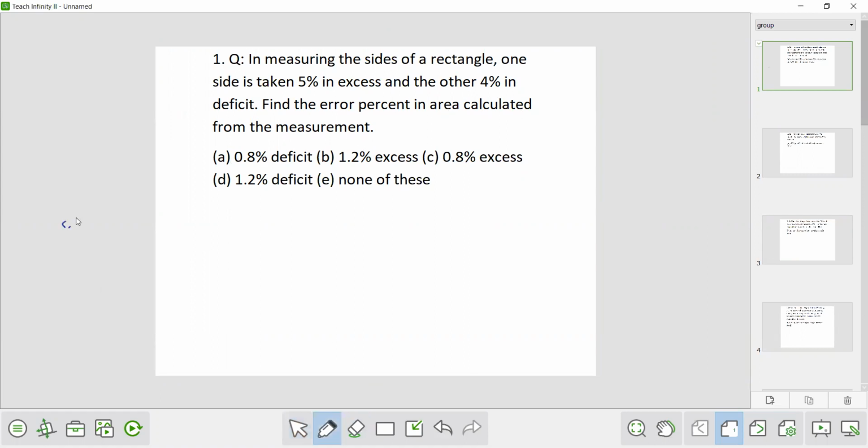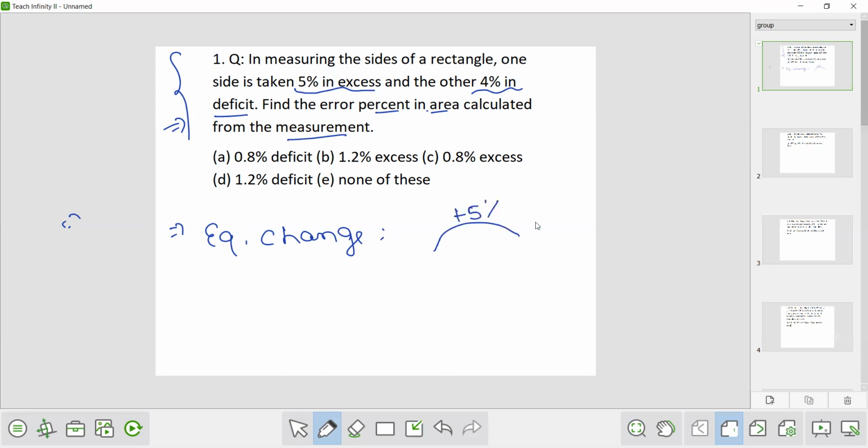So we have learned the concept of percentage earlier. Now I have told you how to do such types of questions when there comes a question on equivalent change. So here in this question, we are witnessing that one side is taken 5% in excess and the other 4% in deficit. Find the error percent in area calculated from the measurement. So one side is plus 5% and the other side is minus 4%.